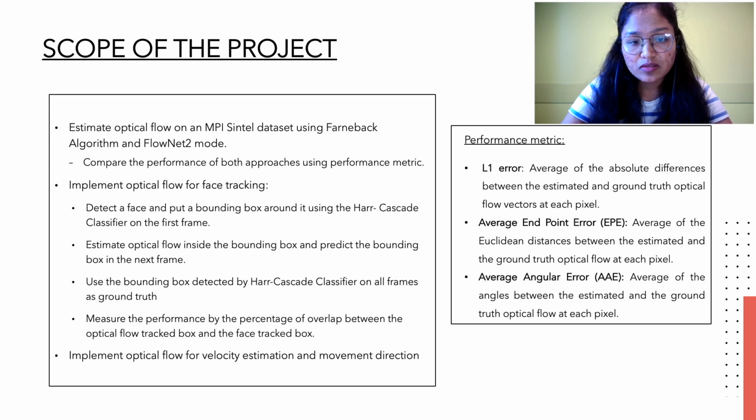The performance comparison of the Farneback and FlowNet2 algorithms is done based on performance metrics like L1 error, average endpoint error, and average angular error, which are commonly used metrics to measure the accuracy of optical flow estimation. L1 error is the average of absolute differences between estimated optical flow and ground truth optical flow. Average endpoint error is the average of Euclidean distances between the estimated flow and the ground truth optical flow, whereas average angular error is the average of angles between the estimated optical flow and the ground truth optical flow.